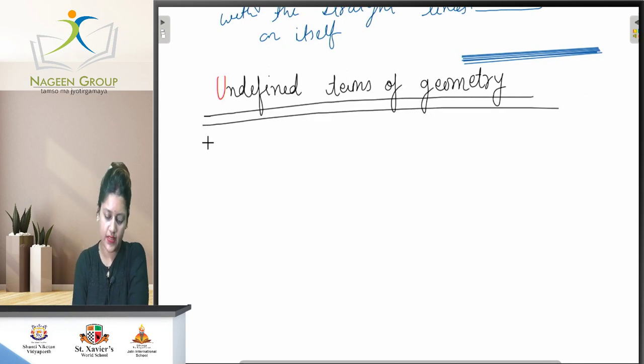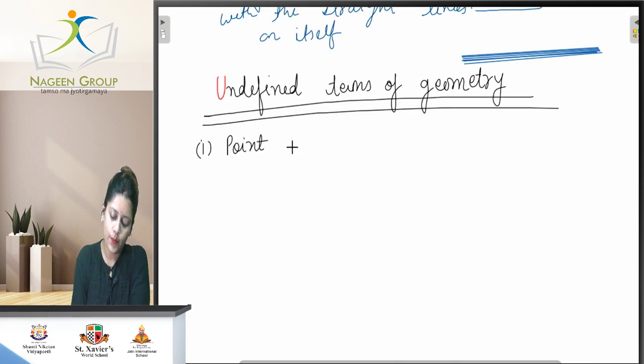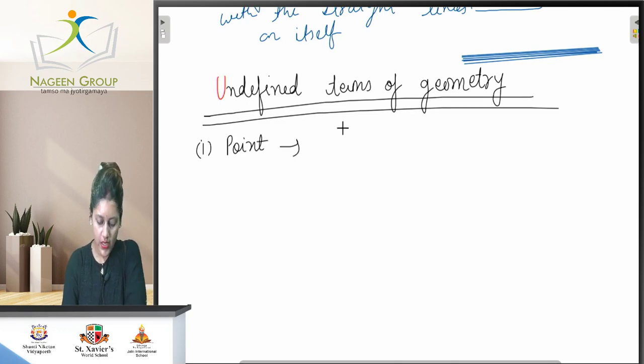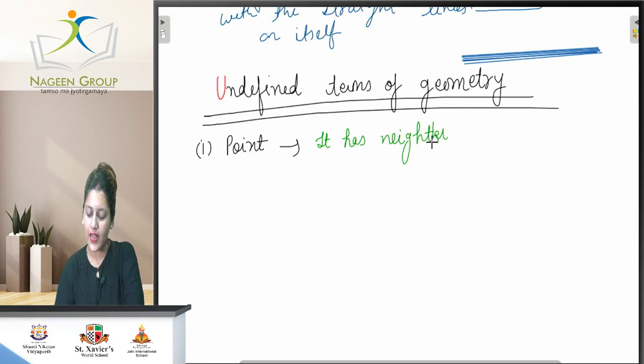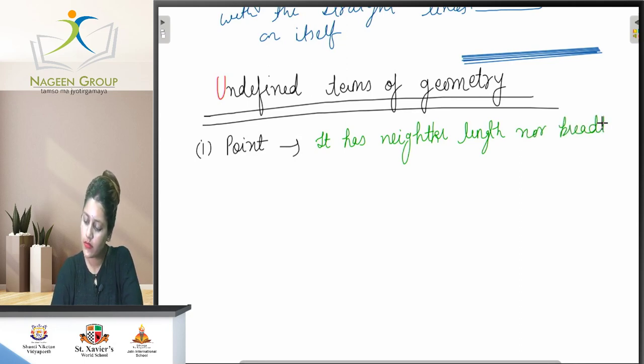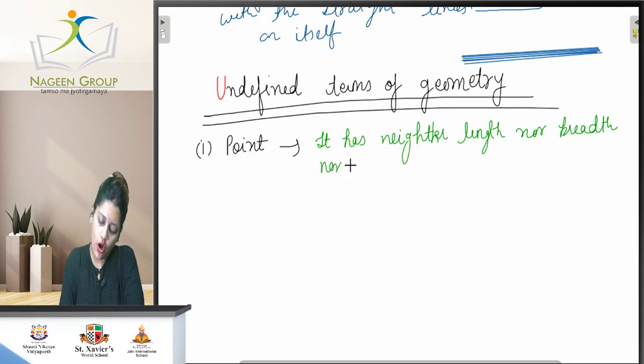First point. What is a point? It has neither length, nor breadth, nor thickness.